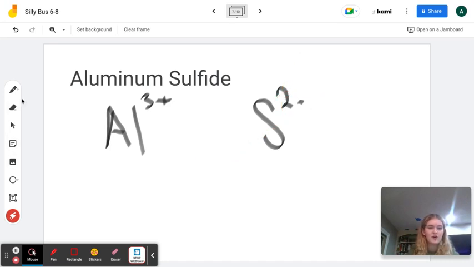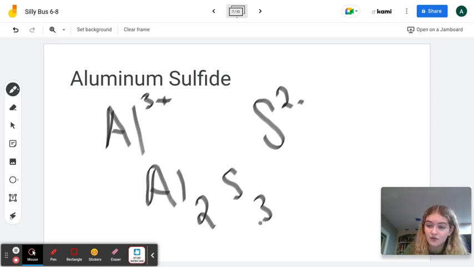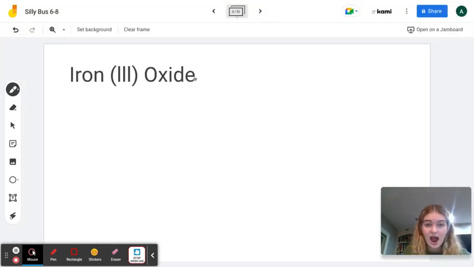So aluminum sulfide, we would write it as follows: Al2S3. And because we know this is a 2-to-3 ratio, we can't divide it any further, so it's in its empirical form. Next, we have iron 3 oxide.